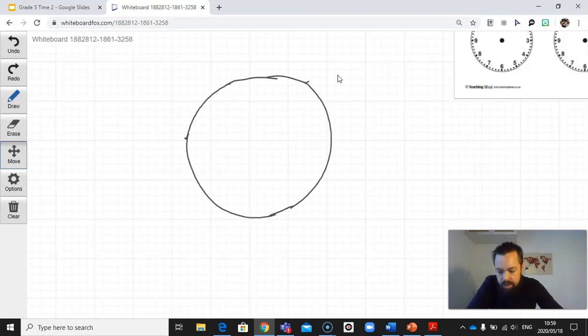The next step is to just look at the very top, and that's going to be your 12, and then opposite at the very bottom is going to be 6. Look to the right-hand side, that will be 3, and exactly opposite, that will be, oh, sorry, that will be 9. And that's probably the easiest part to do.